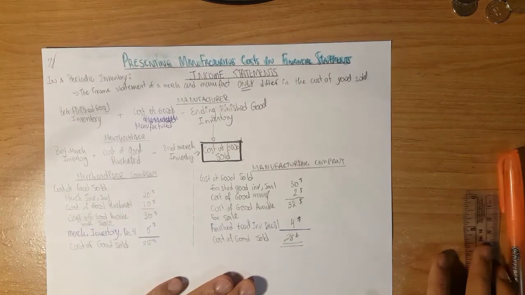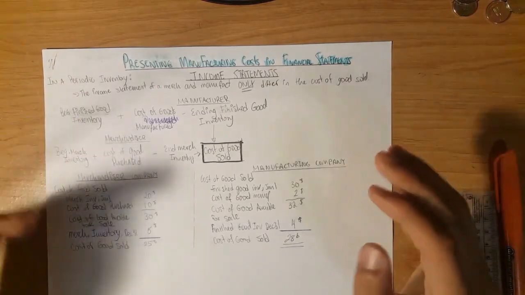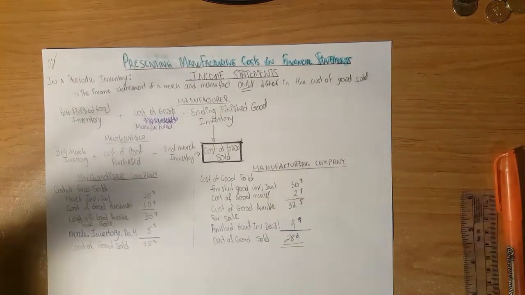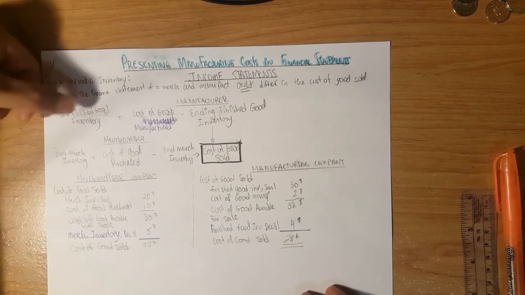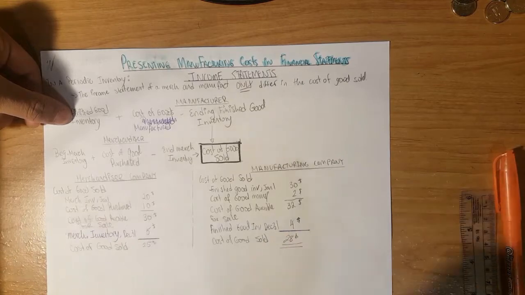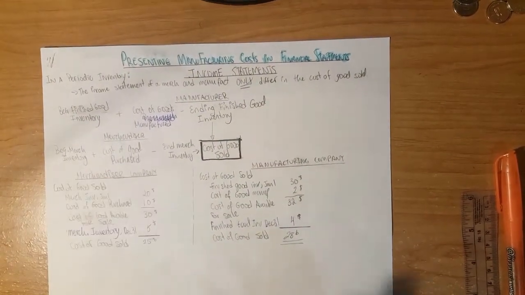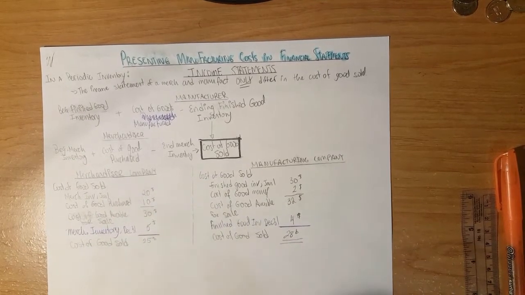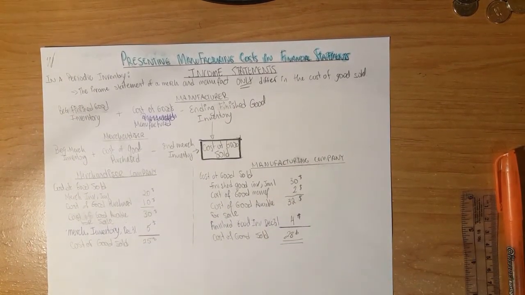So essentially, both for the manufacturer and the merchandiser, it's the same steps. For the manufacturer, you have a beginning finished goods inventory plus what you manufactured. Over here, for the merchandiser, it is what you purchased, what you bought, and not what you manufactured, because you're not a manufacturer. I hope that's clear for you.